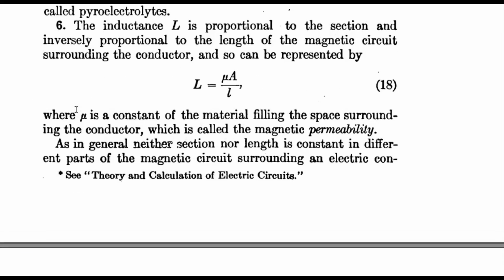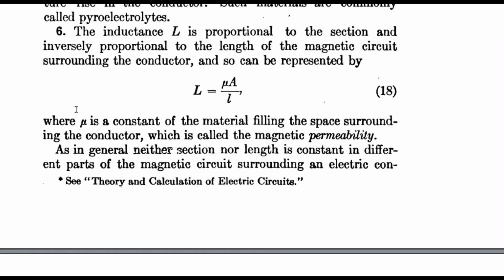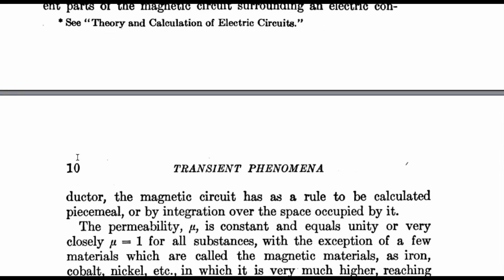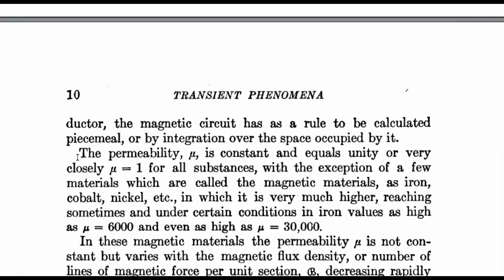6. The inductance, represented as L, is proportional to the section and inversely proportional to the length of the magnetic circuit surrounding the conductor. It can be expressed as L equals mu times the area divided by the length, where mu is a constant of the material filling the space surrounding the conductor and is called the magnetic permeability. As in general, neither section nor length is constant in different parts of the magnetic circuit surrounding an electric conductor, the circuit has as a rule to be calculated piecemeal or by integration over the space occupied by it.